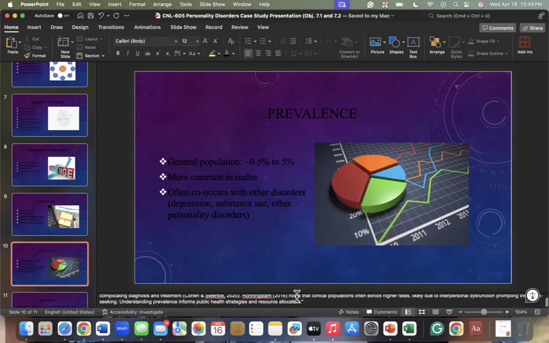Also, wanting to understand and inform public health strategies and be able to help those that may see this in somebody that they know or love.